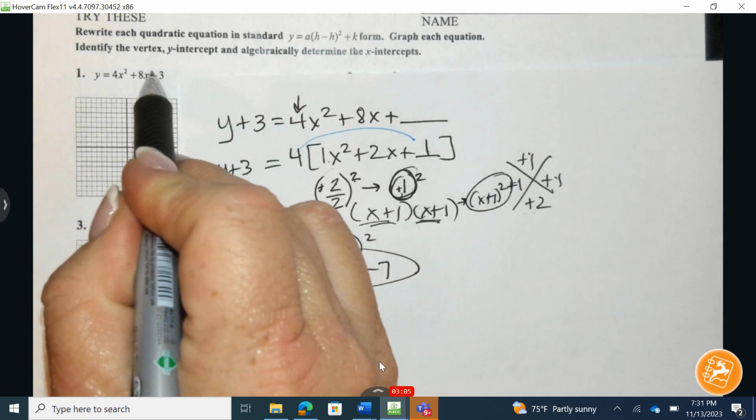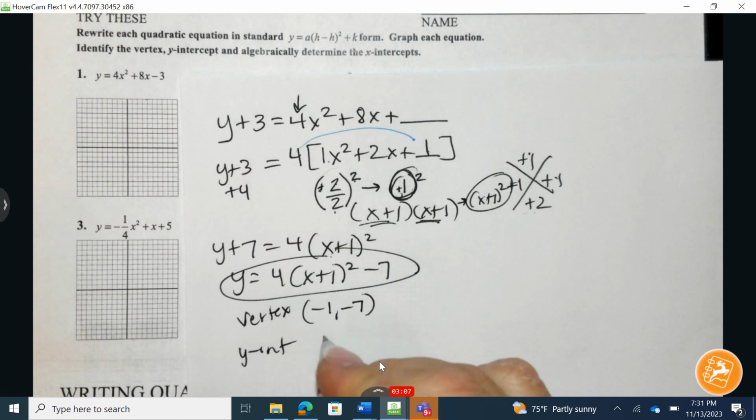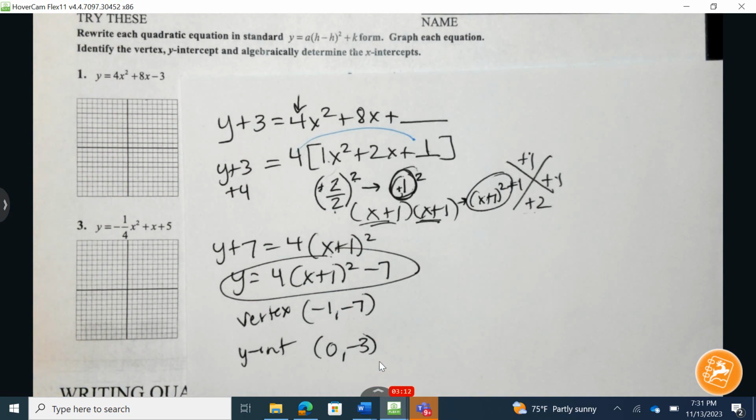We can come back up to standard form. It's this number in back, called a constant, that has no x with it. And now we're going to algebraically determine the x.